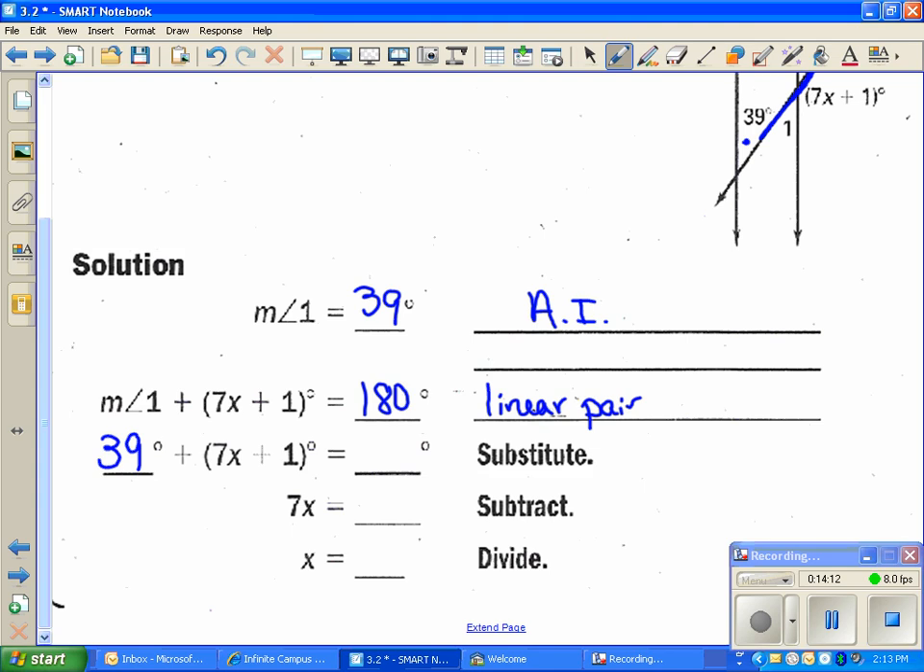All right, and then we combine like terms. 39 plus 1 is what? 40. All right, so you get 7x plus 40 equals 180. Subtract 40 from both sides. 140, and then divide by 7. 20. All right, so x is 20. It's not 20 degrees because we're solving for the variable x. Are you okay with that?